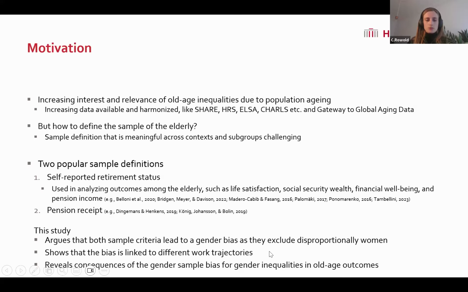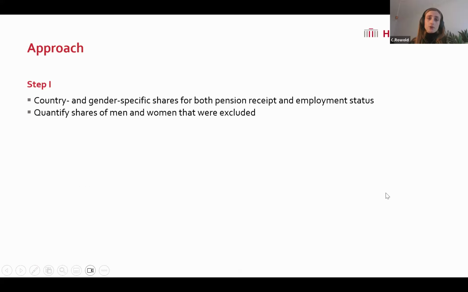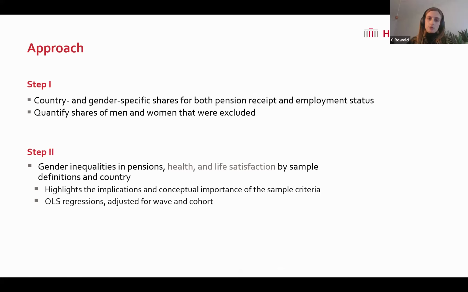I also show that this is linked to different work trajectories, maybe not so much today, and then reveal also the implications for quantifying gender inequalities in old age outcomes. In the first step, I simply show you country and gender specific shares for both pension receipt and employment status, and thereby kind of quantify the shares of men and women that were excluded by countries. And then secondly, I show the implications in this presentation only for pensions by country as well. For the second step, I use OLS regressions, but in general, this paper is extremely descriptive.